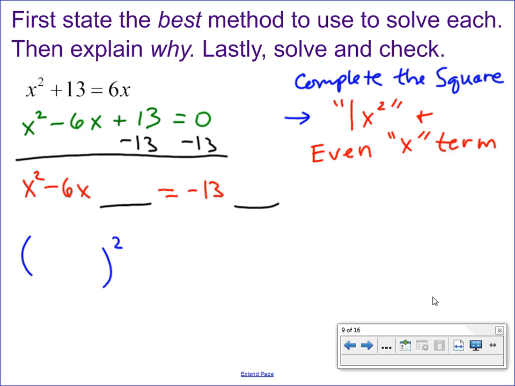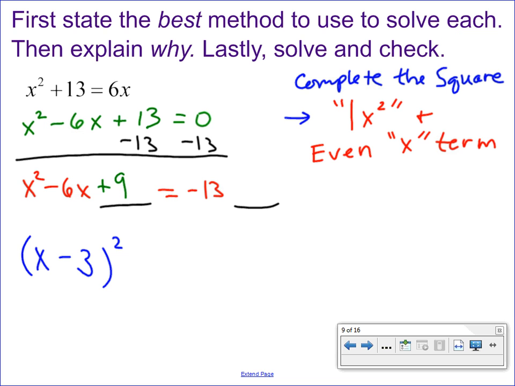So what's half of minus 6? Well, minus 3. So x minus 3 is going to be the binomial, such that when squared produces my perfect square trinomial. However, I don't have the perfect square trinomial yet until I add that special number. So what will I have to add there? Half of that middle term, then square it. We have to square that 3.